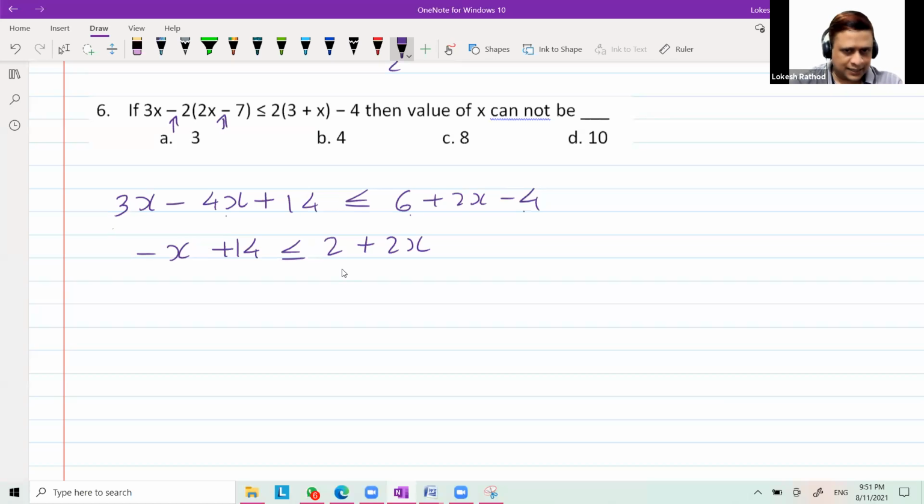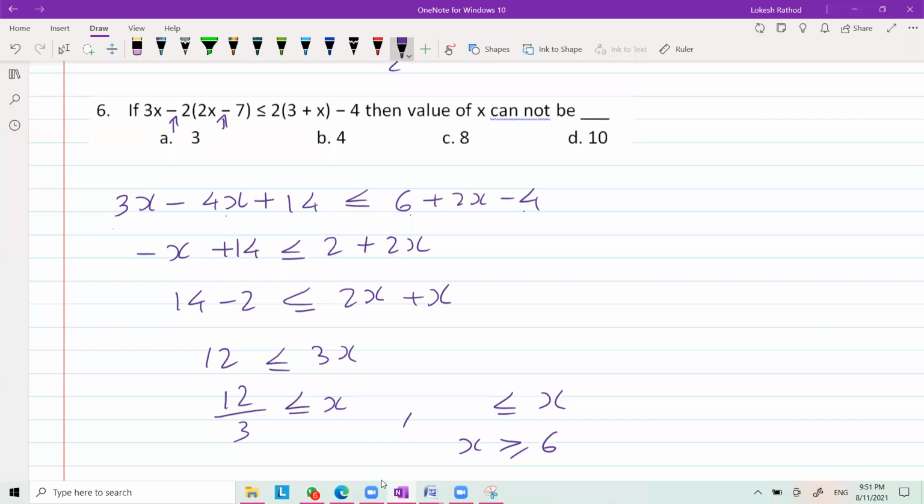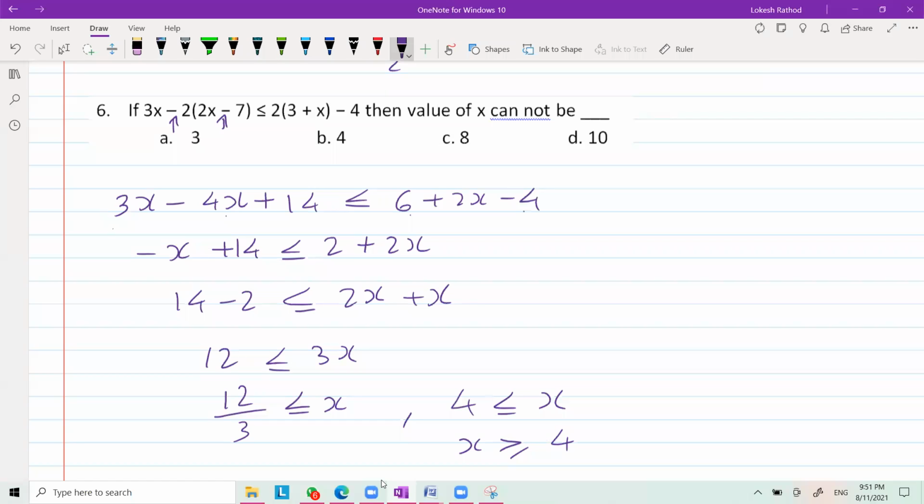Transpose all the x to one side and number to the other side. Right? This side 2x is there. This x comes to the left hand side, plus x. This 2 goes that side. So it's 14 minus 2. Okay. So here I am having 12 and here I am having 3x. 3 goes that side. Okay, it's a positive number, so the sign of inequality will not change. It's 12 over 3, right? So which is 4. Sorry, 4, not 6. So x is basically greater than or equal to 4, right?